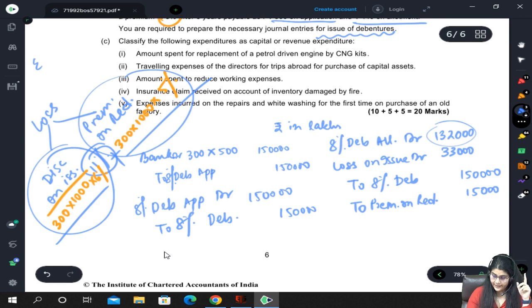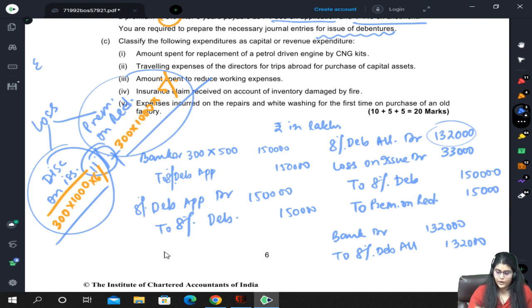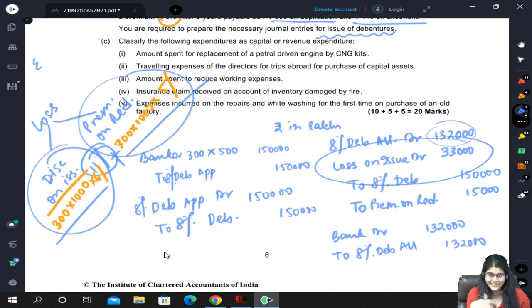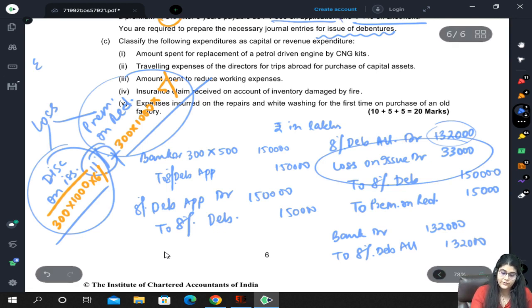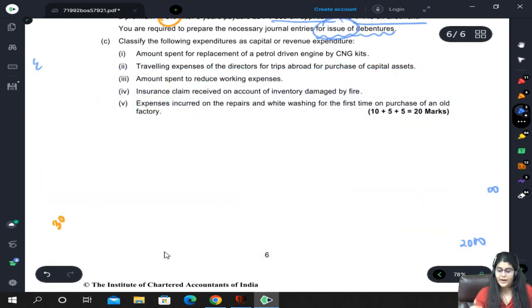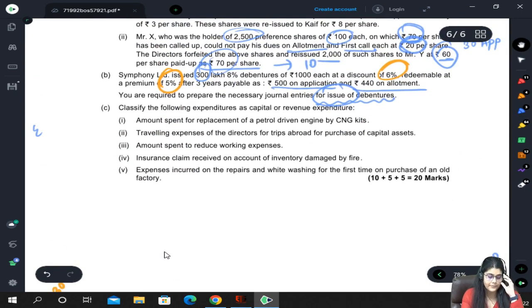Alright. Finally, we will receive our allotment money, which was 1,32,000, and it's done. If you want, you can transfer this to the PL account. However, it is not necessary since we have only been asked for issue, not for the entire year. For the entire year, if we would pass, then we would also have to pass entries for the interest, etc. But it is not required for 5 marks.